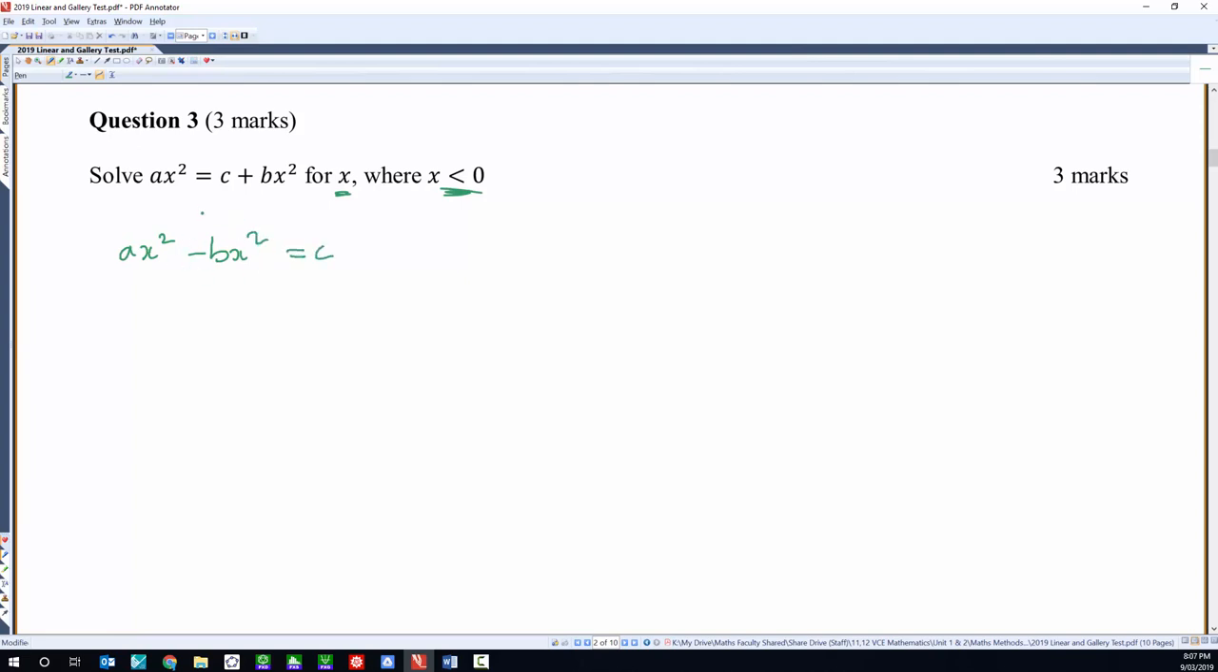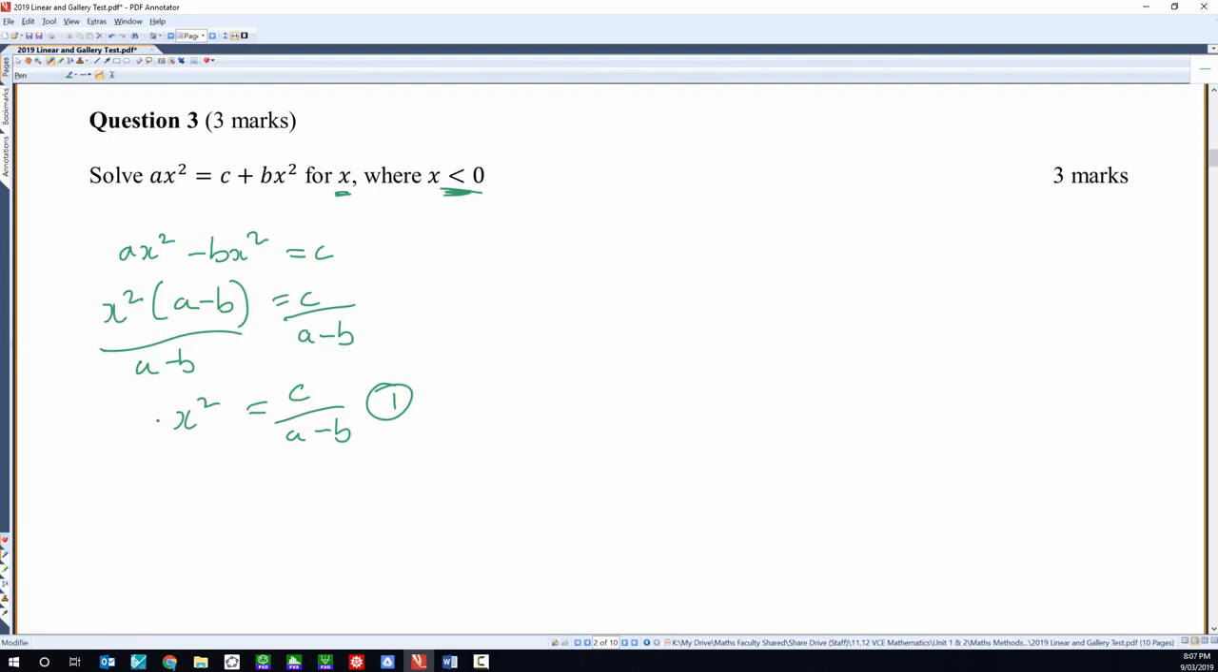All right, now a common technique here to reduce these two x's down to 1 is to factorize it. So we're going to go x squared a take b equals c. All right, so now what I can do is divide this by a take b and divide this by a take b, which leaves me with x squared equals c over a take b. That was worth 1 mark to this point here.